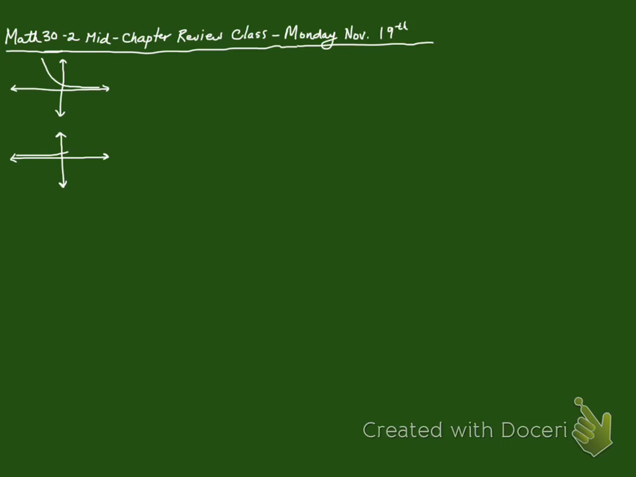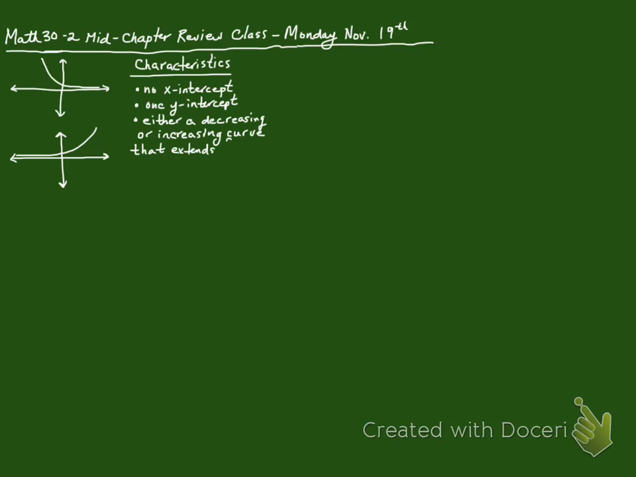Here we have two exponential curves. What are our characteristics? First of all, we know that there's no x-intercepts. We know we have one y-intercept. They're either going to be decreasing or increasing curves that extend from quadrant 2 to quadrant 1. The domain is always x is any real number, and the range y has to be greater than 0.